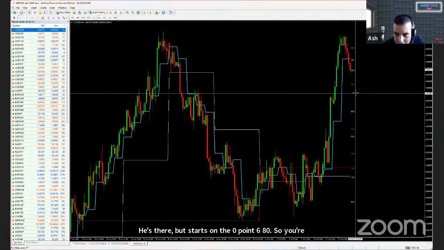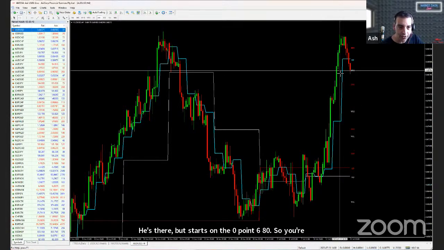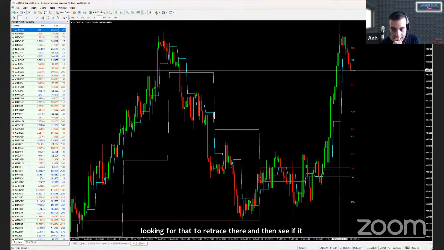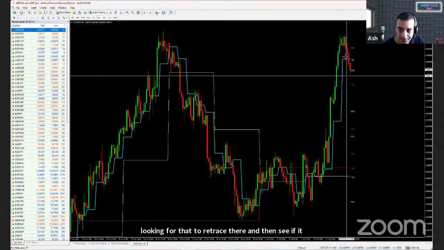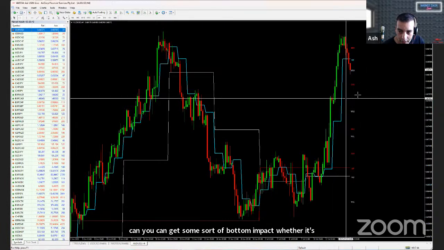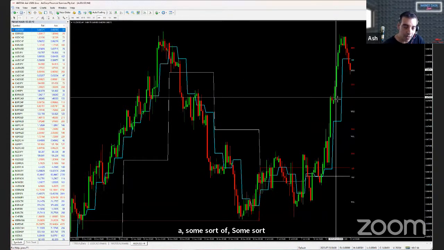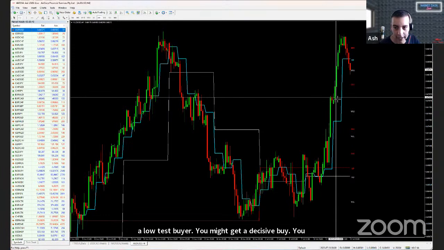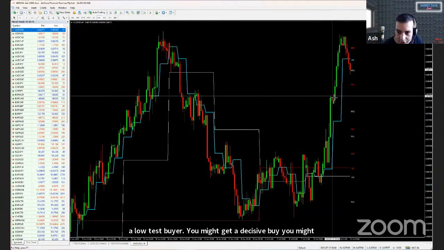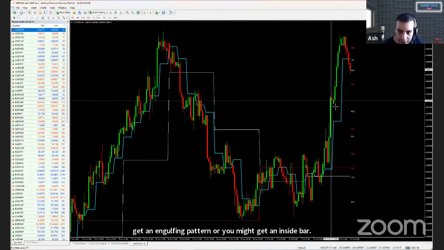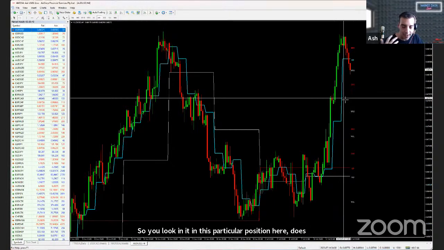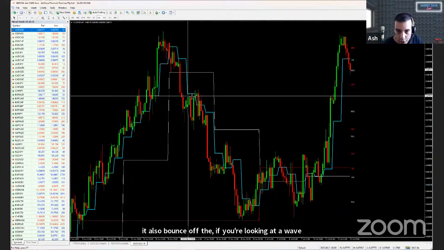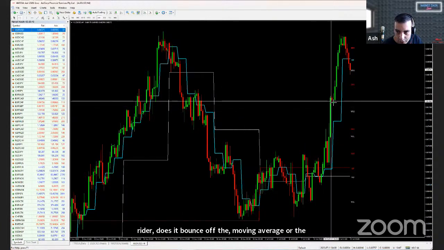So you're looking for that to retrace there, and then see if you can get some sort of bottoming pattern. You might get a low test bar, you might get a decisive bar, you might get an engulfing pattern, or you might get an inside bar. So you're looking at, in this particular position here, does it also bounce off the, if you're looking at a wave rider, the moving average or the weekly pivot, or it would be a horizontal level? You can see that there's a horizontal level over here.